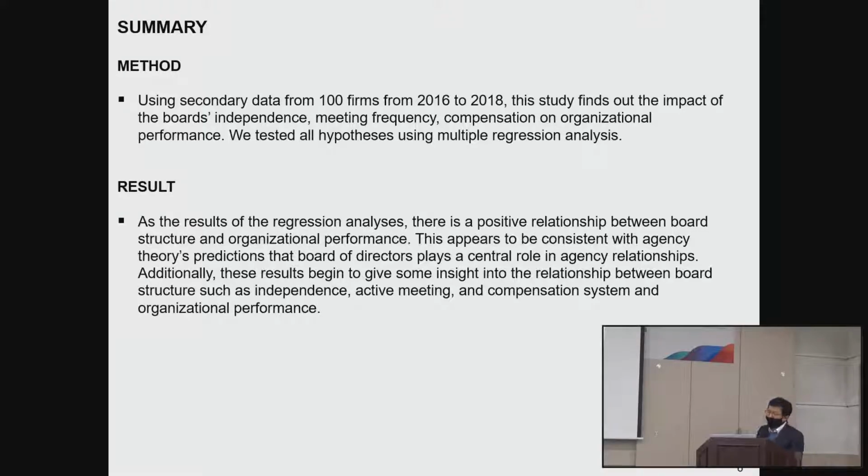Prediction: the board of directors plays a critical role in the agency relationship. For instance, these results begin to give some insight into the relationship between board structure, independence, activity, compensation system, and organization performance.